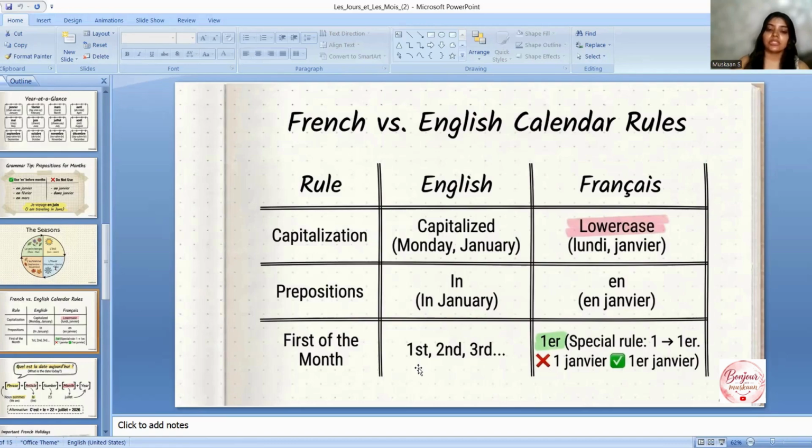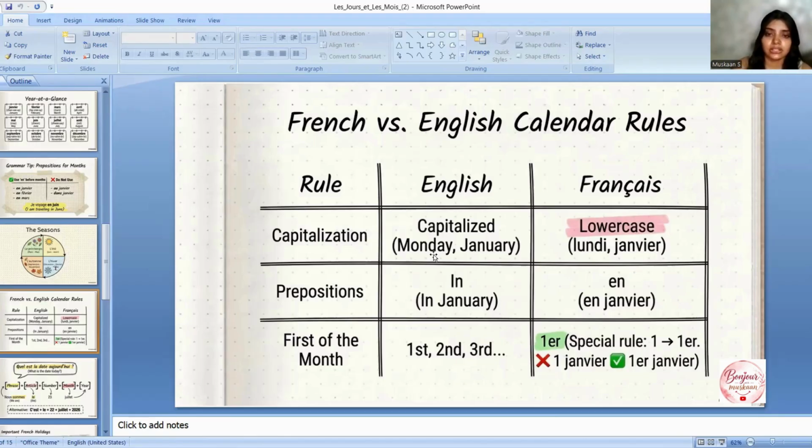In English we just say first, second, third, but in French we call it premier. We put "er". So it will be a special rule. One is called premier. So it will be "premier janvier", not "1 janvier", no. It will be "premier janvier". Okay, so that's the difference between English and French.